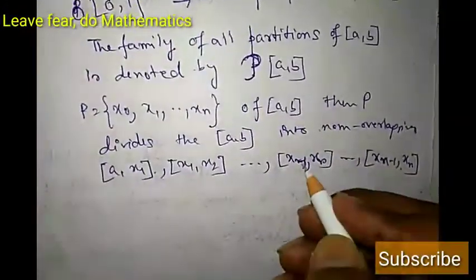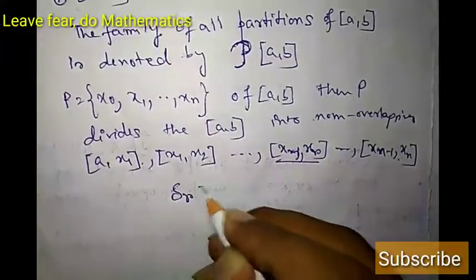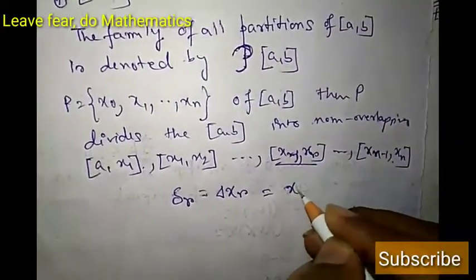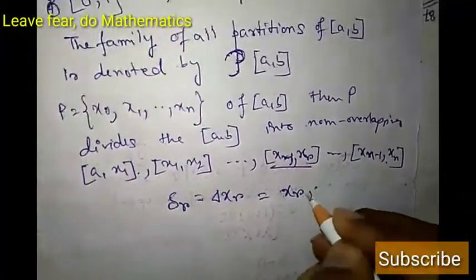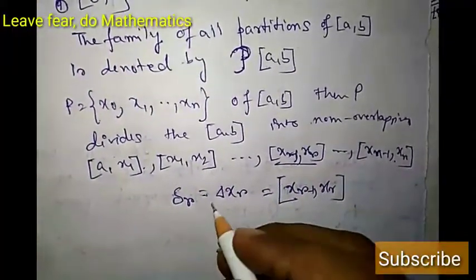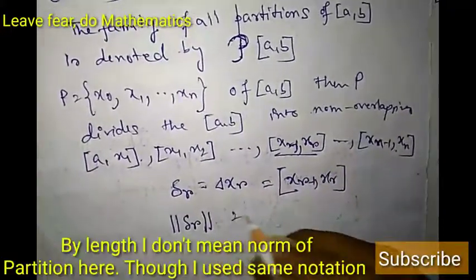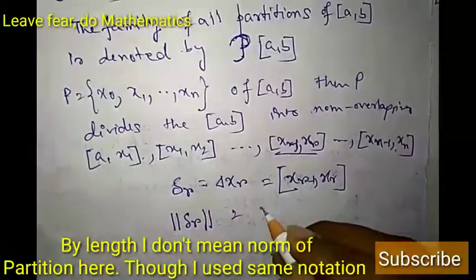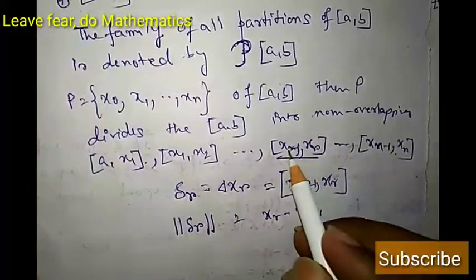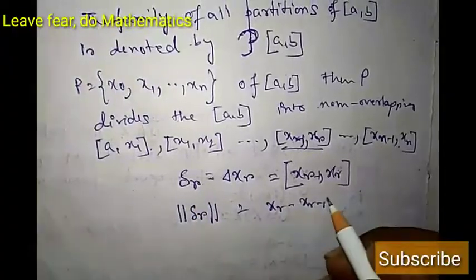Now the rth interval is generally denoted by delta r or delta xr, which equals xr minus 1 comma xr. So this is the rth interval, denoted by delta r or delta xr. The length of delta r is the endpoint minus the initial point. So the length of an interval is basically the endpoint minus the starting point. This is the length of delta r, and the rth interval is denoted by delta r.